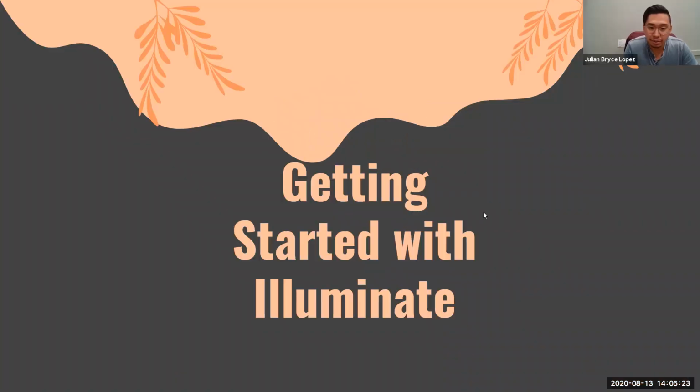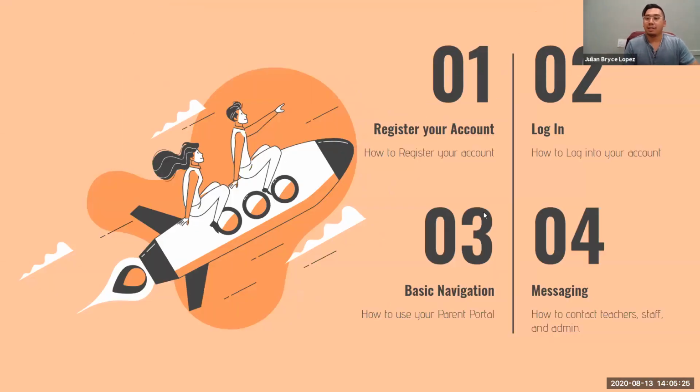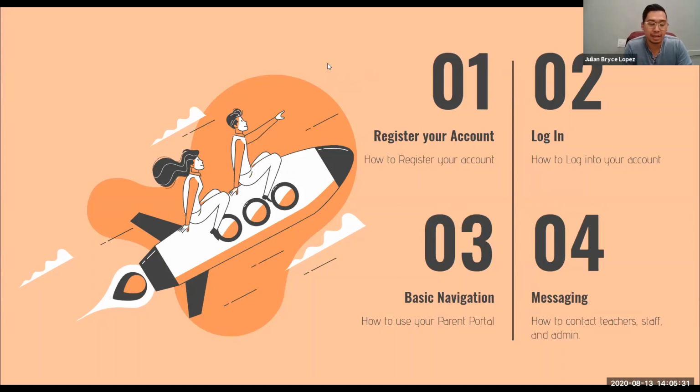Okay, getting started with Illuminate. It's 4 easy steps to get started. First, we register for an account. You can use your personal email address to register for an account. 2, we'll go over how to log into your account. The third one, we'll go over how to navigate the parent portal. And then 4th one, I think is the most important one, is messaging, how to contact teachers, staff, admin.